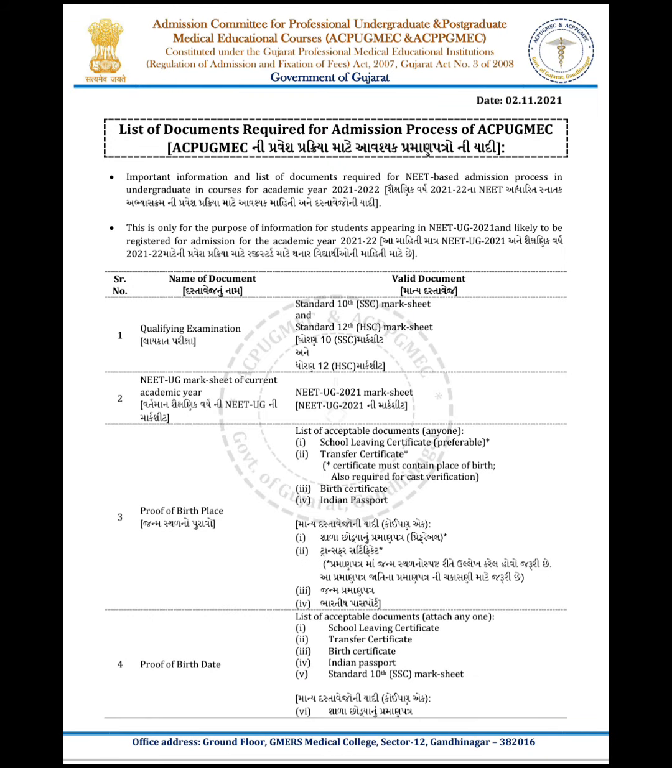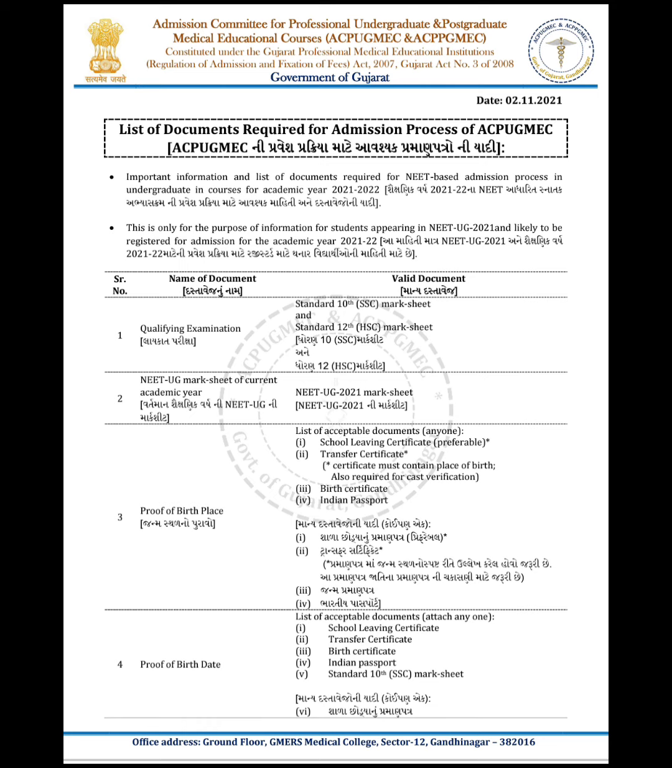So the first document required is the mark sheet of 10th and 12th standard. You have to take your mark sheet. It is one of the most important documents. The second document is your NEET UG scorecard. The third document is proof of your birthplace. For that you can either take your school leaving certificate or your transfer certificate or your birth certificate or Indian passport. Any one of these four options will be considered.